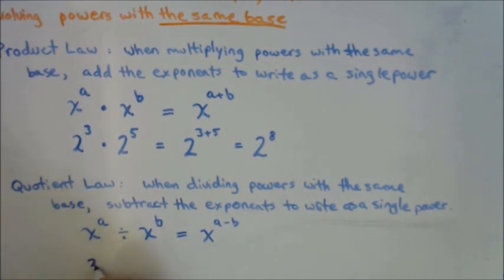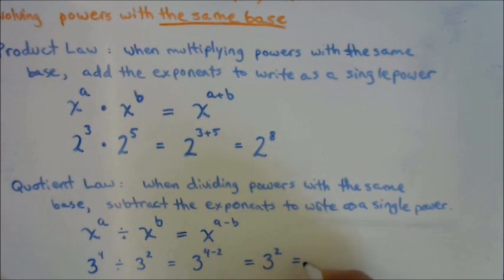Let's say you had 3 to the power of 4 divided by 3 to the power of 2. All you need to do is 3 to the power of 4 minus 2, which equals 3 to the power of 2, which you know is 9.